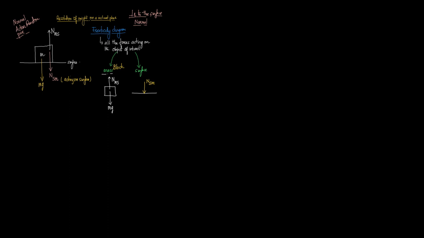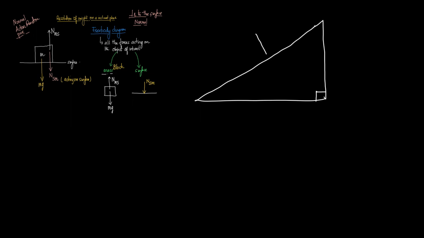So you need a couple of diagrams to draw this. Let's say we have our inclined plane here, and this angle is theta. This is 90 degrees. So how much is this angle? This is 90 minus theta, right?